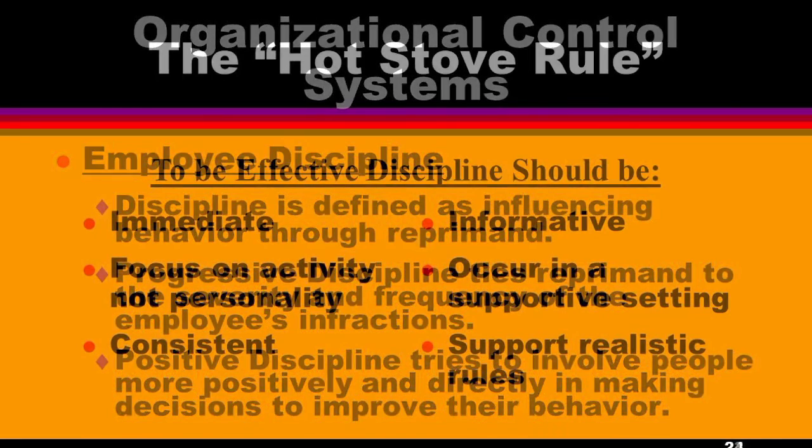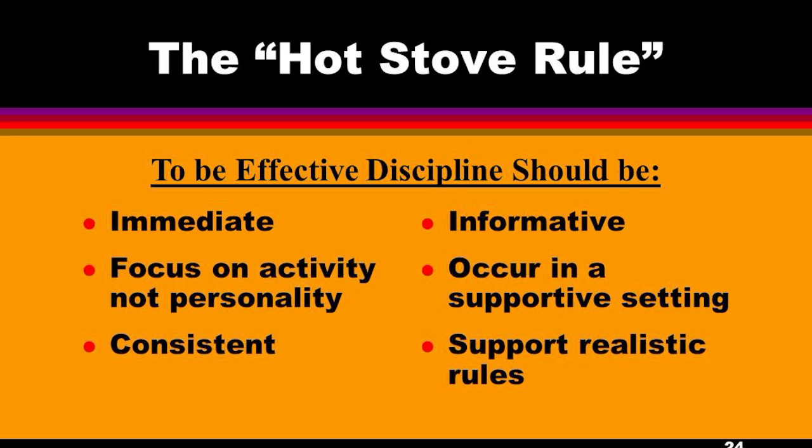Okay. Then coming to the hot stove rule. To be effective, discipline should be immediate, on the activity, not on personality, and should be consistent. Okay, and it will sometimes be informative. You have to tell them, and also if we do not take action, then that is a problem for him. Then we will initiate the action. That is a supportive setting, support for realistic rules. We will explain things to them. Okay, so this is regarding controlling.